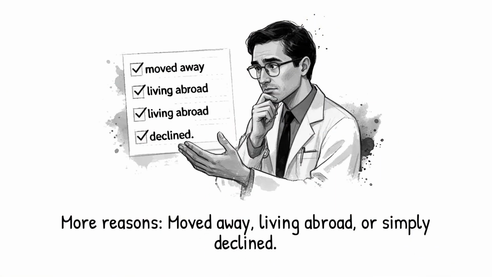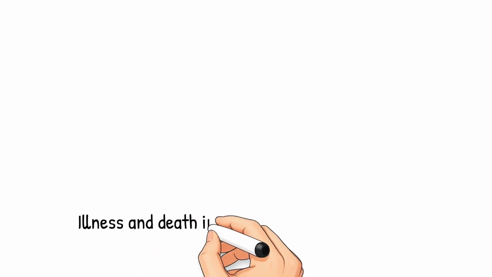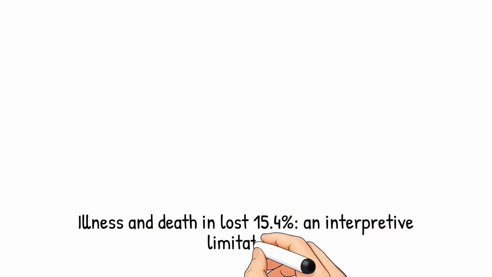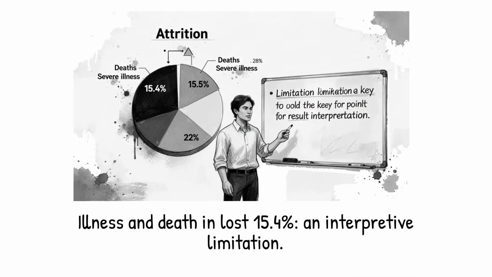The authors didn't just report a percentage. They reported the reasons, and reading those reasons matters. 6 deaths and 9 cases of severe illness suggest that at least some of the missing 15.4% may have been in worse health than the 303 who returned. That's a real, if modest, limitation worth carrying into how you interpret the final survival and success rates.